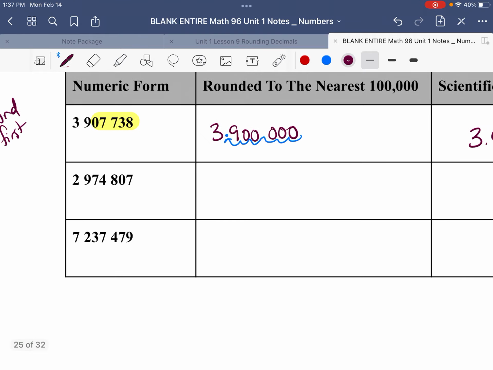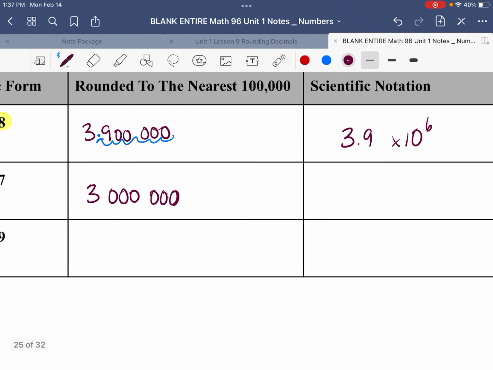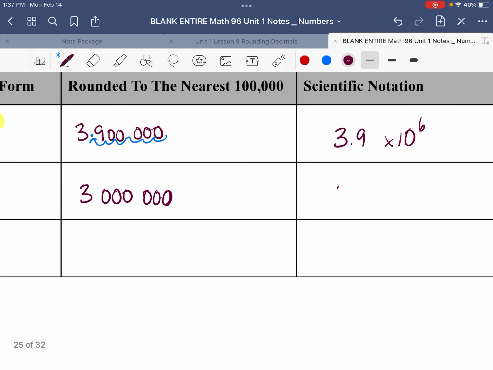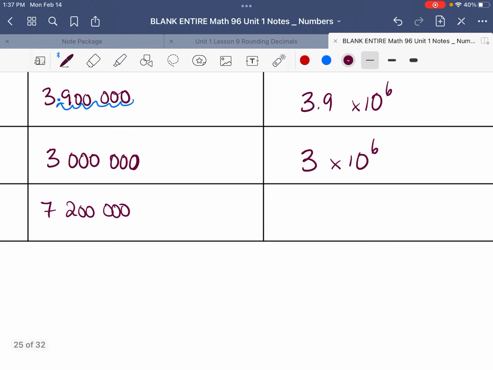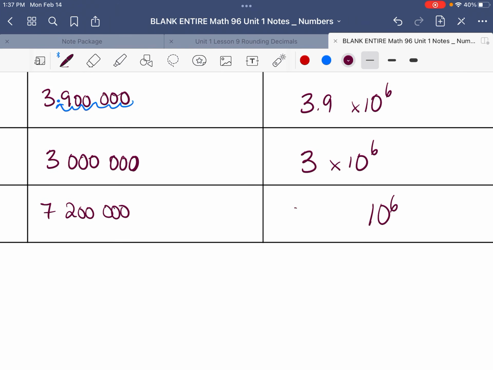All right, let's round this to the nearest 100,000. So we would actually round it to 3 million, and a million can be represented as 10 to the 6. So this is going to be 3 times 10 to the 6. This is also in the millions column, so we're going to round this to 7,200,000. And a million can be represented by 10 to the 6, so we're going to do 7.2 times 10 to the 6.